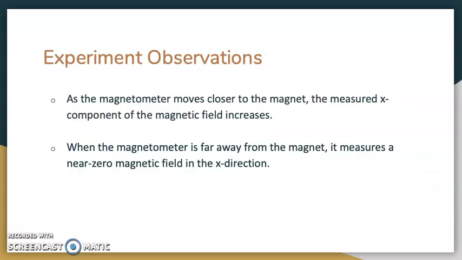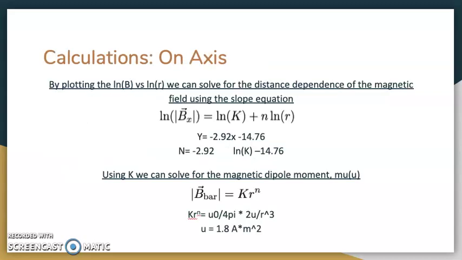In the experiment, I observed that as the magnetometer moved closer to the magnet, the measured x component of the magnetic field increased, and as it moved further from the magnet, it measured a near zero magnetic field in the x direction. To do the calculations for the on-axis magnetic field, I started by plotting the natural log of B versus the natural log of R and used that to solve for the distance dependence using the slope equation. The slope equation in this form is the natural log of Bx equals the natural log of K plus N natural log of R. In this formula, the slope, N, is equal to negative 2.92.